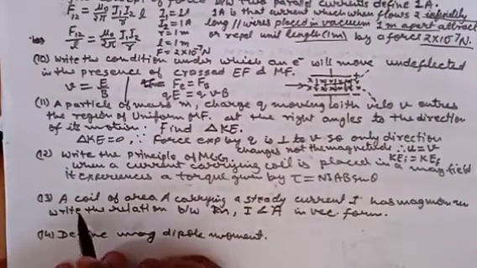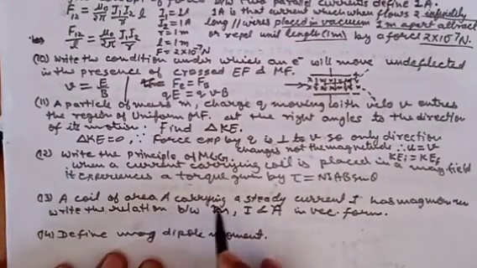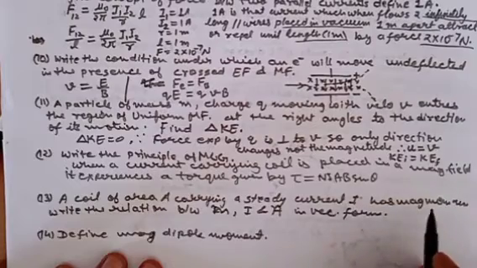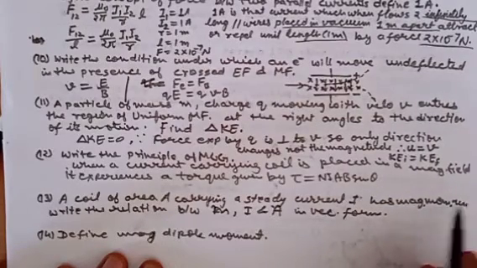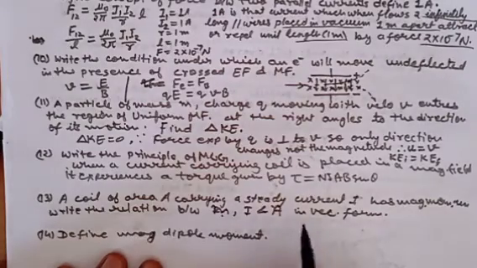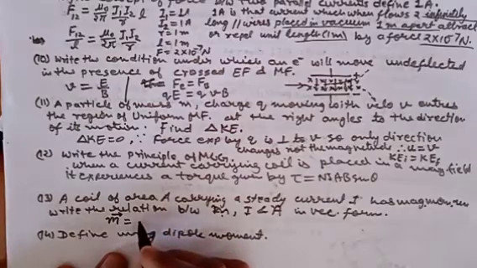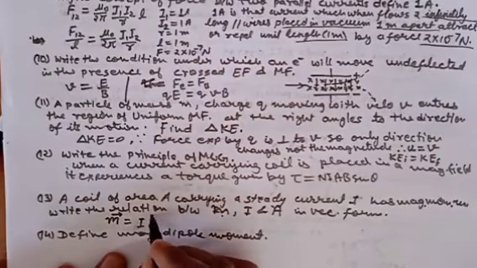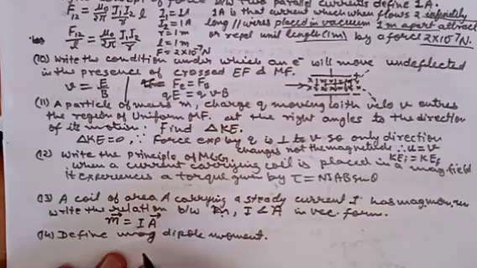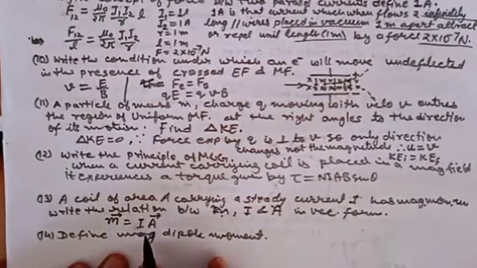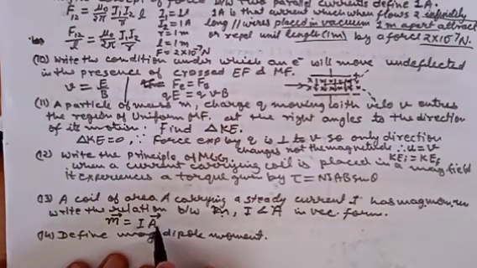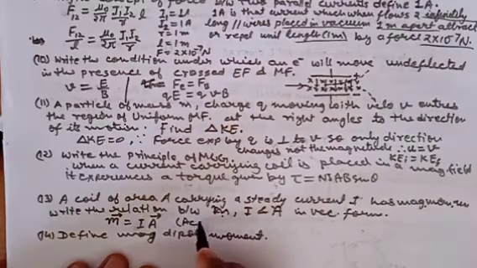Next, a coil of area A carrying a steady current I has magnetic moment M. Write the relation between M, I, A in vector form. So remember, M is equal to I A. A is a vector. And what about its direction? Actually, its direction is along the normal to the surface, and it is given by the right hand thumb rule.